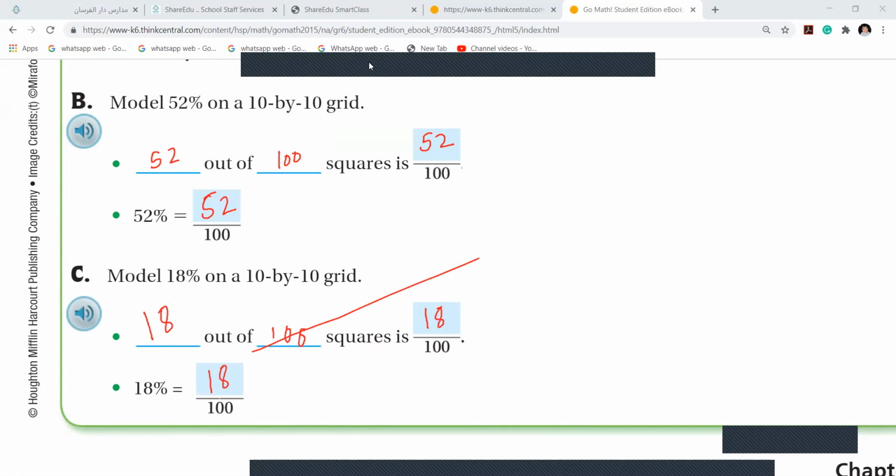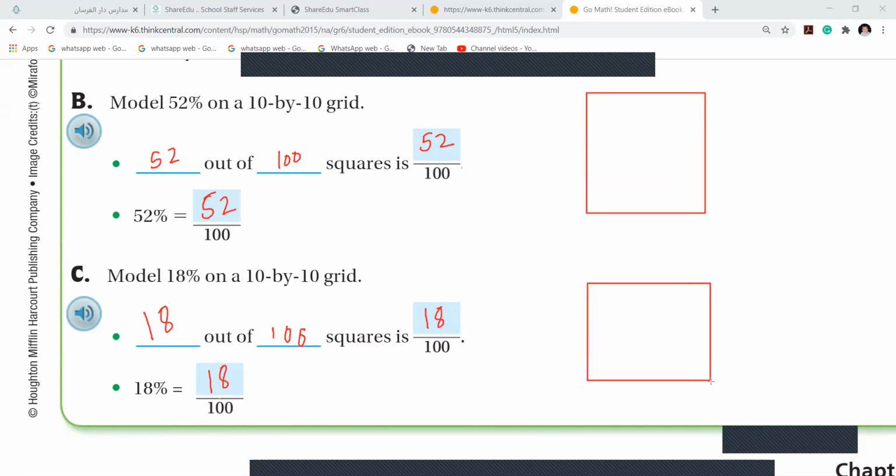Now, girls, they told you to make the grid. We'll quickly make it. It will not take a lot of time. It's 1 for 52 and 1 for 18. Quickly make it, girls. Or if you cannot complete it now, complete it later. Okay?